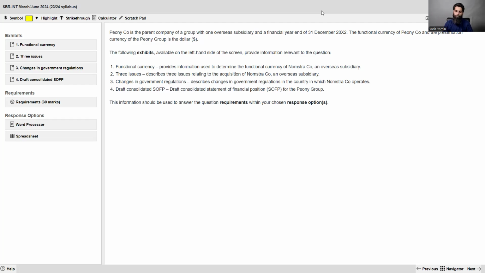So let's begin. It says that Peony company is the parent company of a group with one overseas subsidiary and a financial year end of 31st December 20x2. Now, if I were you in the exam and I had seen the words overseas subsidiary, the first thing that would have come into my mind would have been the learnings, the chapter of foreign subsidiaries. You guys do remember how we started off foreign subsidiaries, right?